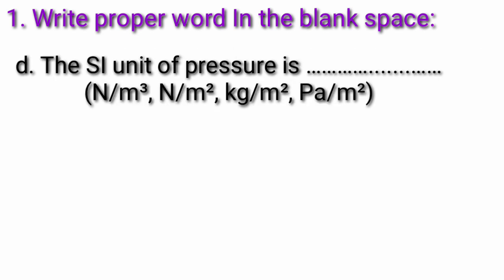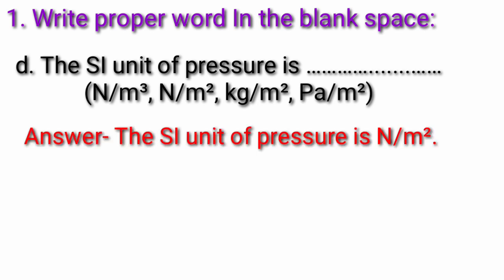Question D. The SI unit of pressure is Newton per meter cube, Newton per meter square, kilogram per meter square, Pa per meter square. Answer. The SI unit of pressure is Newton per meter square.